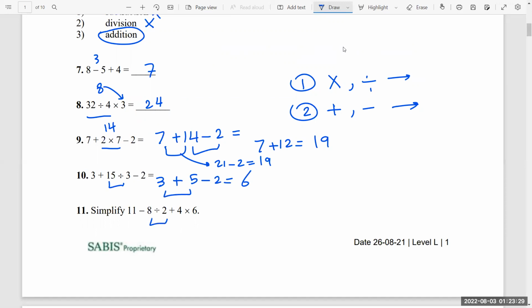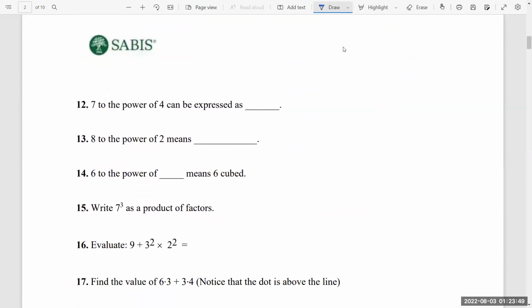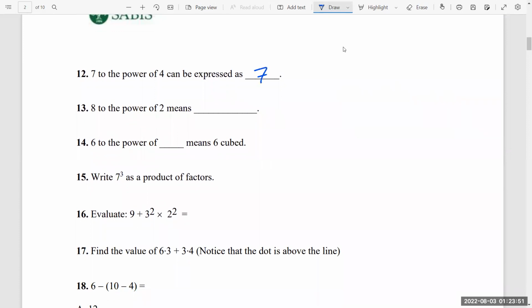You divide first and multiply also. So 11 minus, just write it, and then 8 divided by 2 is 4, plus 4 times 6 is 24, and then solve it. 11 minus 4 is 7, and 7 plus 24 gives you 31. Okay? Next question.